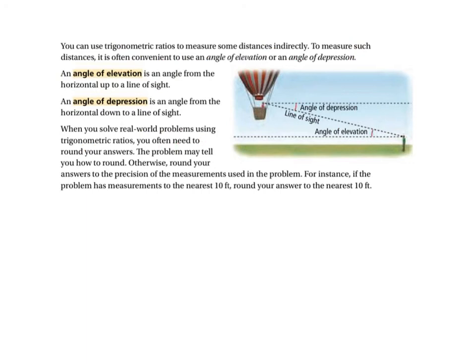When you solve real-world problems using trigonometric ratios, you often need to round your answers. The problem may tell you how to round, otherwise round your answers to the precision of the measurements used in the problem. For instance, if the problem has measurements nearest 10 feet, round to the nearest 10 feet, because it's not any better than that anyway.